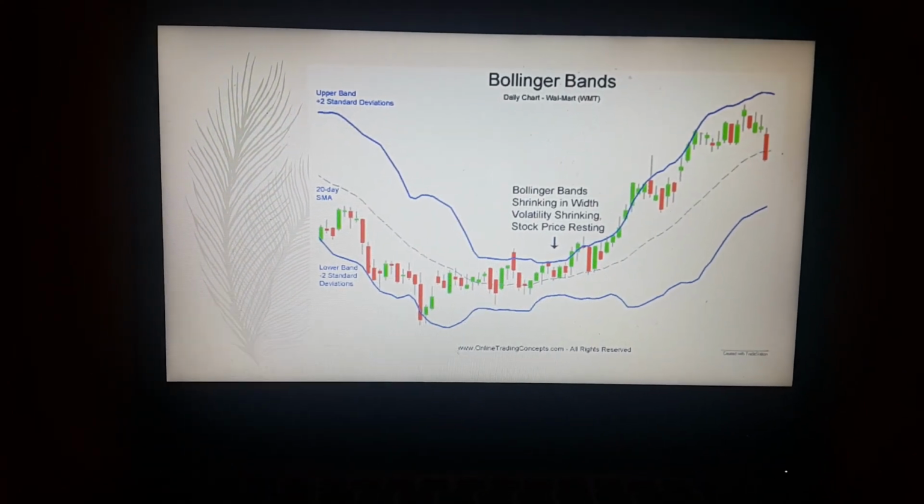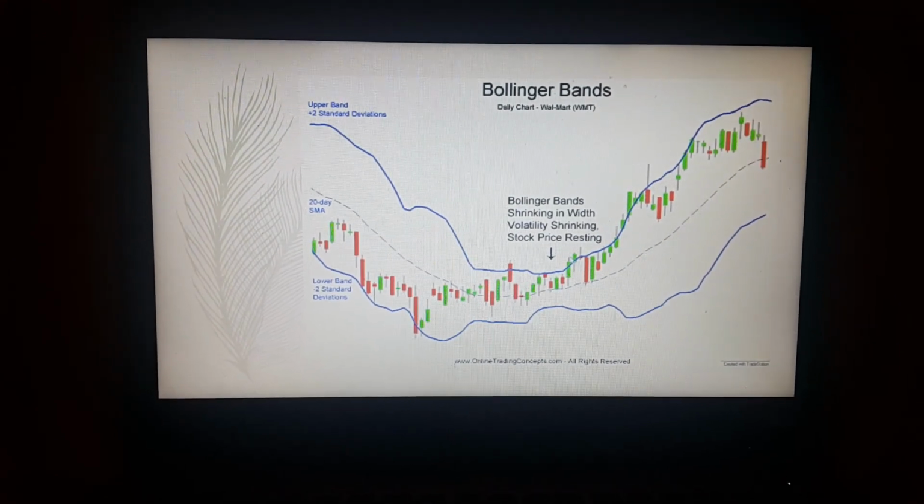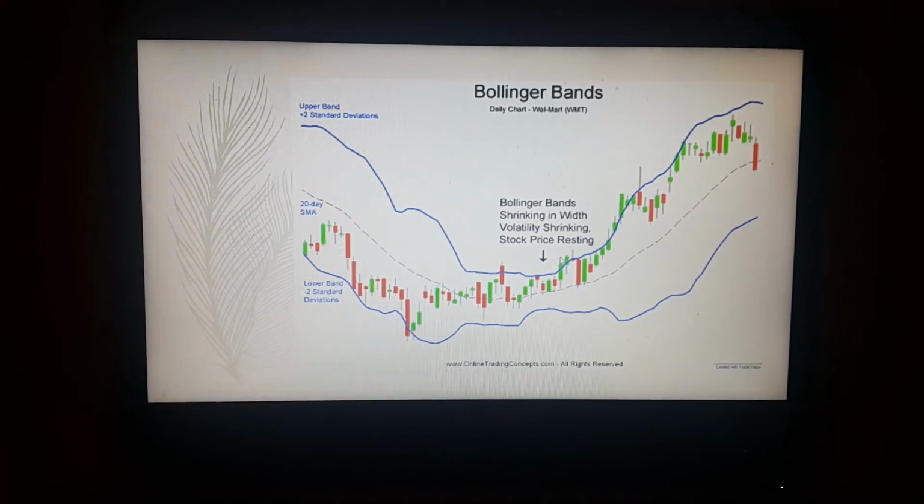This is the area that shows Bollinger Band shrinking in width, volatility shrinking, stock price resting. This is where the traders should consider entering the market.